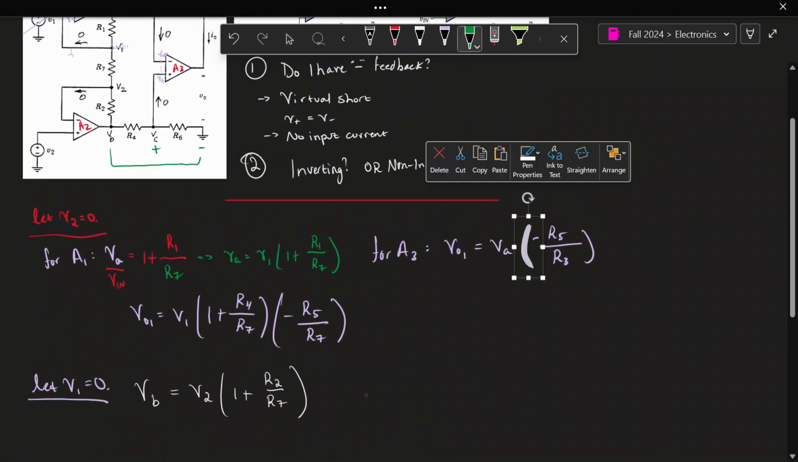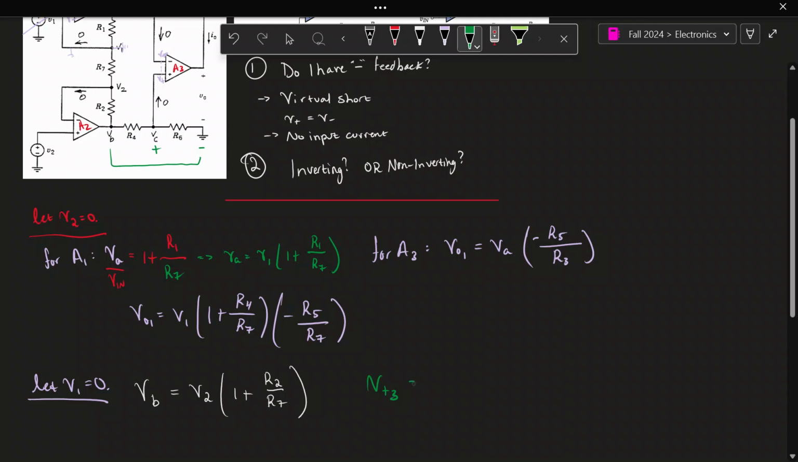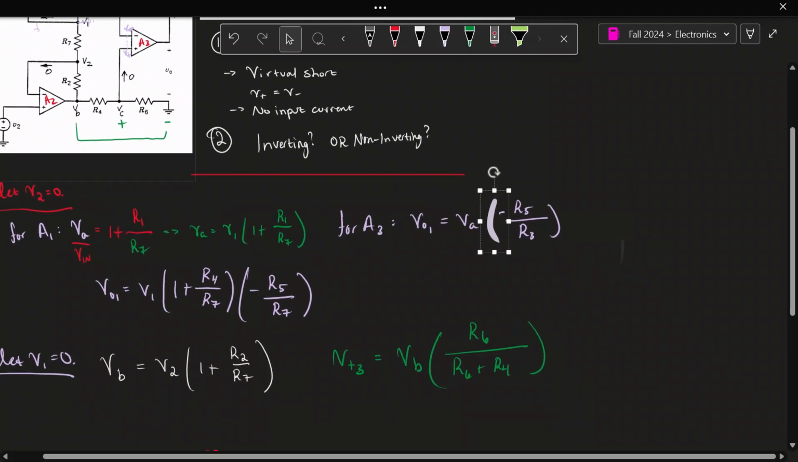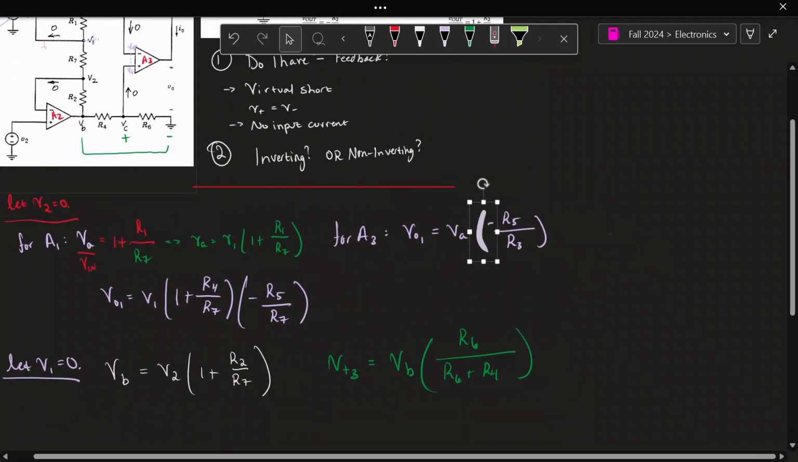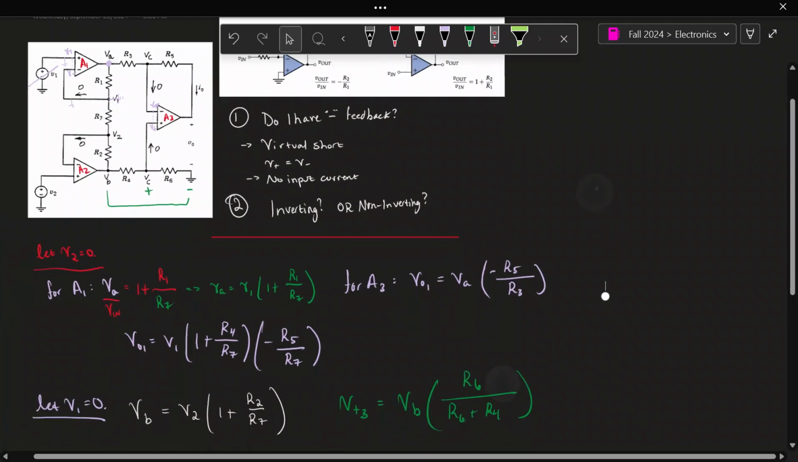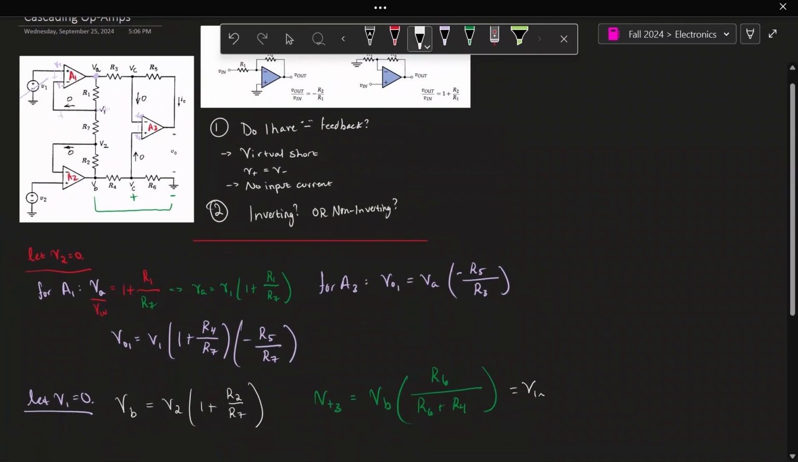So what do we know now? V plus for the third amplifier is equal to VB times the resistor voltage we want to find, which is R6 over R6 plus R4. This one isn't in the typical way you would see a voltage divider, but it is a voltage divider. So we know what V plus 3 is. How does that help us? Well, now we know it's a non-inverting amplifier, and we can plug it straight into this equation because this is equal to V in, of course, V in of 3.